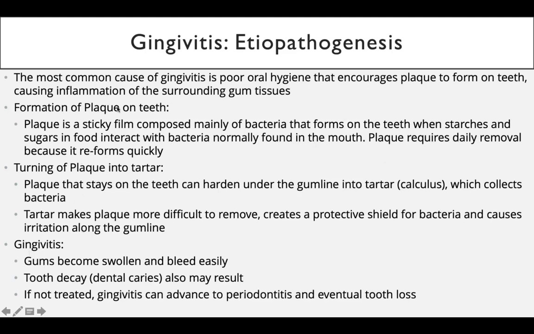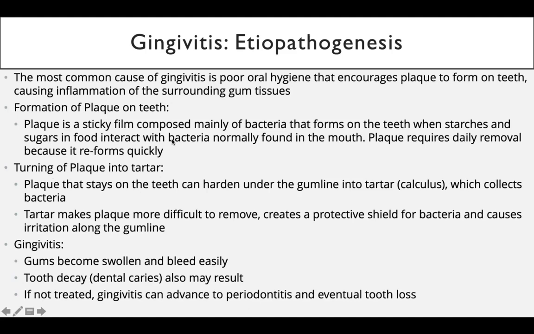Gingivitis. First there was bacteria making plaque, plaque turning into tartar or calculus, and now the gums will be swollen and bleed easily, the local tissue. There will be tooth decay, because the bacteria can also cause enamel caries, dental caries. Remember, enamel, dentine caries. If not treated, gingivitis can advance into periodontitis and eventual tooth loss.